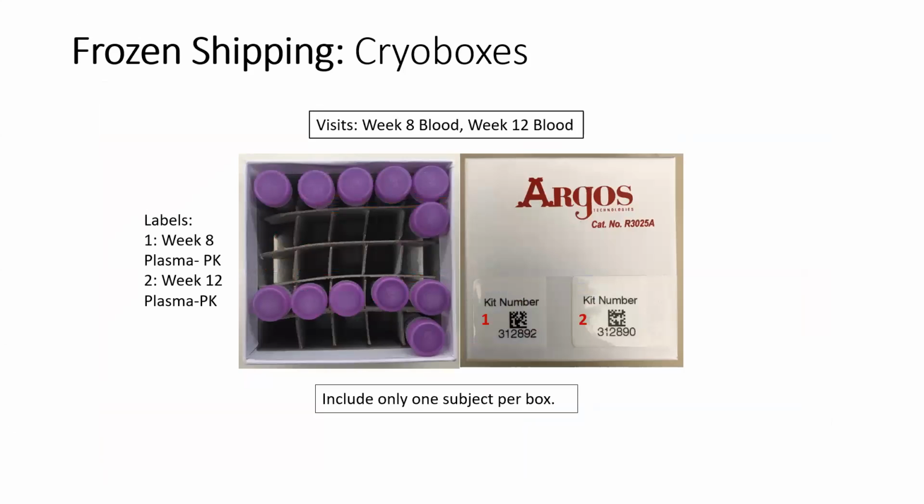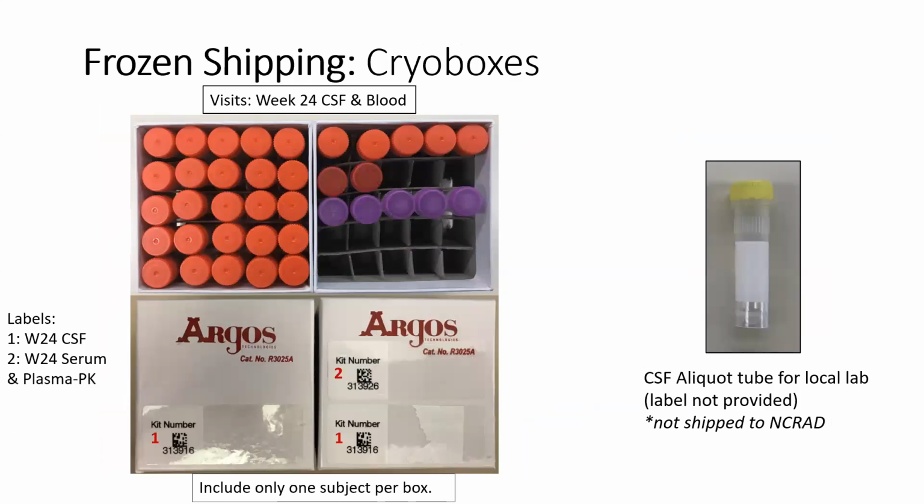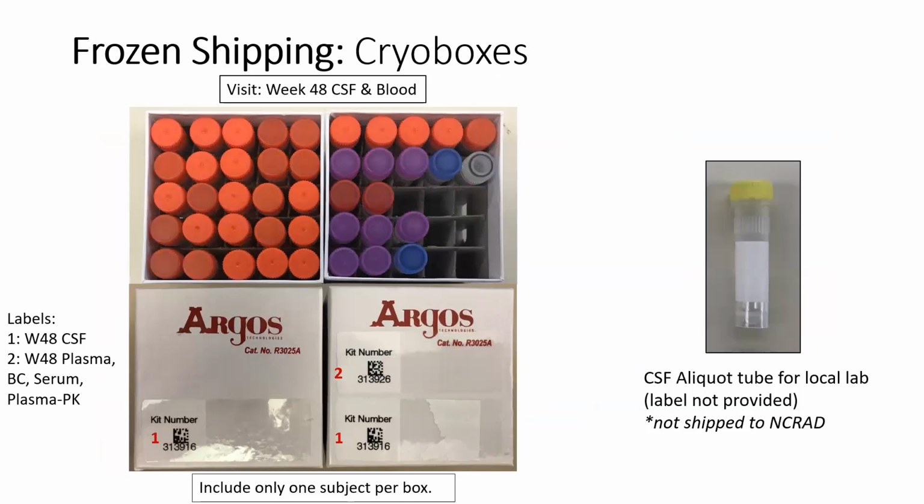The next kind of cryo box you can see is a combination of week 8 and week 12 plasma PK. That'll again have 2 kit numbers because there's 2 visits in there and only 1 subject in the box. Another one is detailing week 24 CSF, serum, and plasma PK. Again, we have 2 different kit numbers because we have the kit number for the CSF and the kit number for the blood collection. Again, only 1 subject per box.